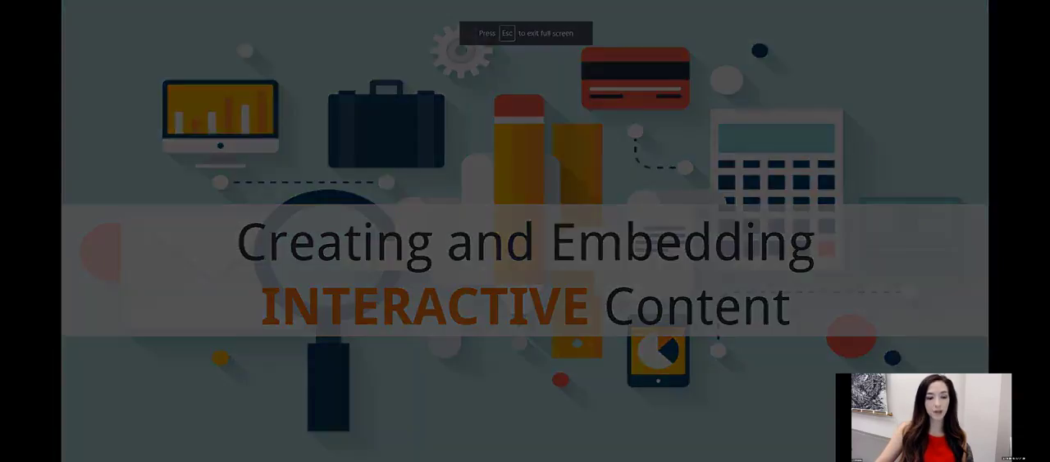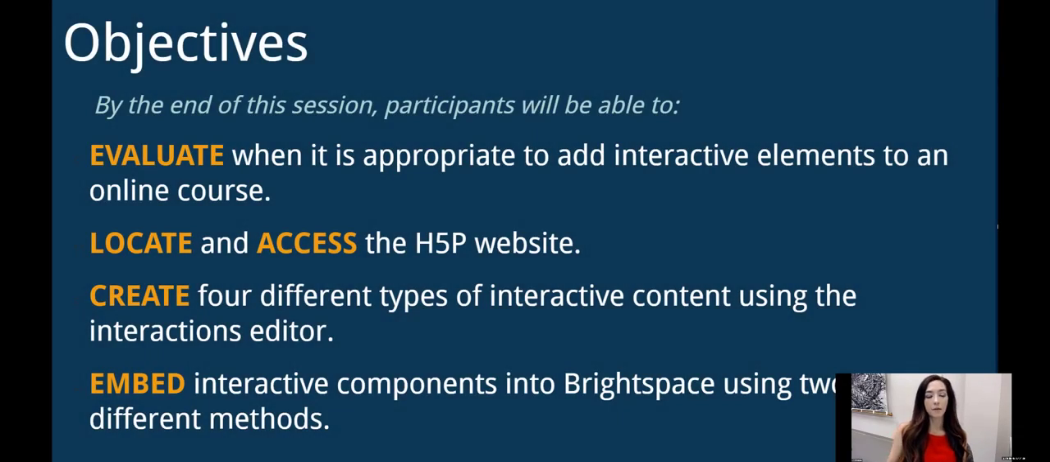Okay. So objectives for the webinar. Hopefully at the end of this webinar, you'll be able to first evaluate when it's appropriate to add interactive elements to an online course. Sometimes it's more appropriate than others. You have to think about the level of the course, the audience, how many interactions are already in there, all that good stuff. Also, by the end of the session, you'll be able to locate the H5P website as well as create an account and access the website on your own.